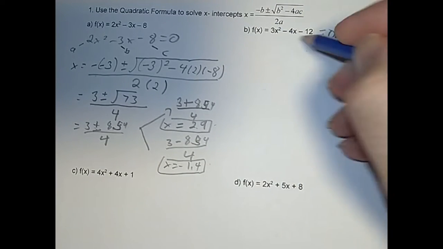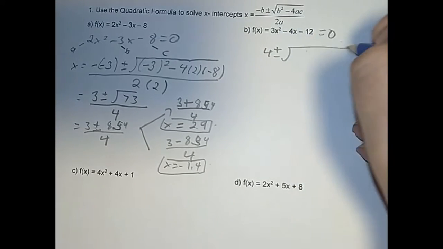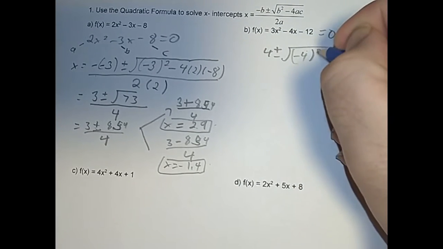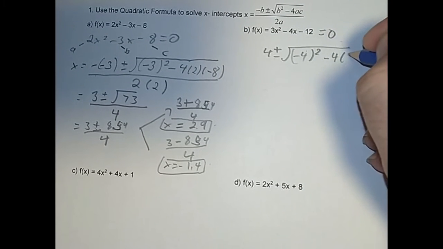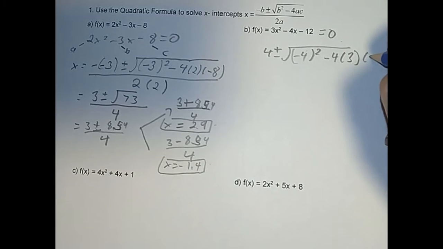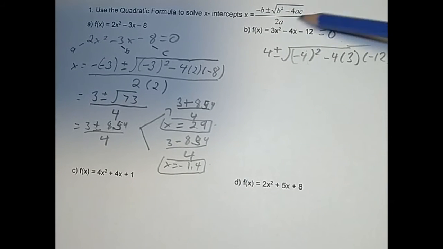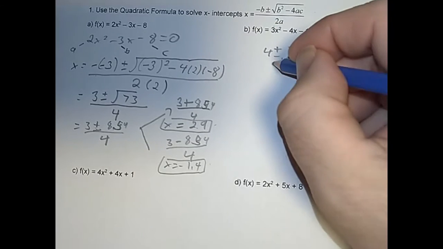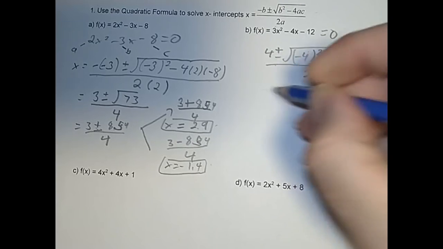Okay, negative b, so this is my b. So 4 plus minus the square root of negative 4 squared. So negative b, I just put 4. Negative 4 squared minus 4 times 3 times negative 12. All right, so make sure b squared, a and c, 3 and negative 12, all over 2 times 3. Okay, let's put that in.